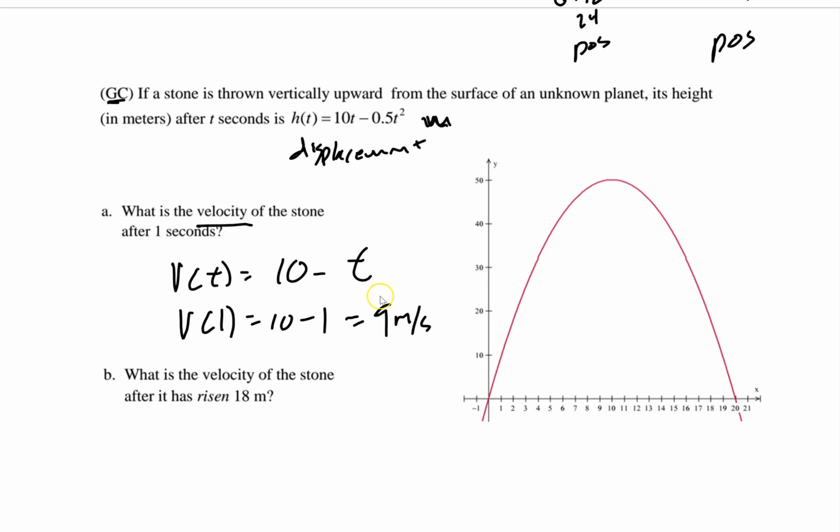So the velocity after 1 second is 9 meters per second. So after 1 second, it's going that fast. What is the velocity of the stone after it has risen 18 meters? So look at this problem. This is a complex part of the problem right here.